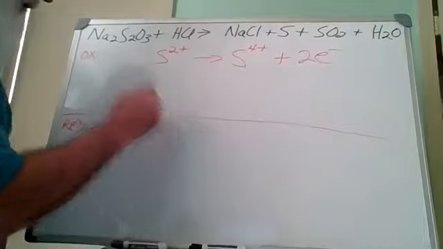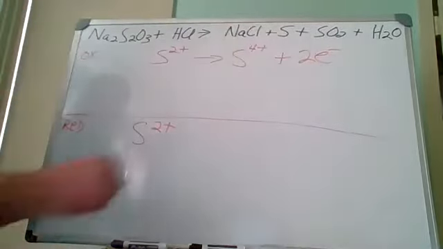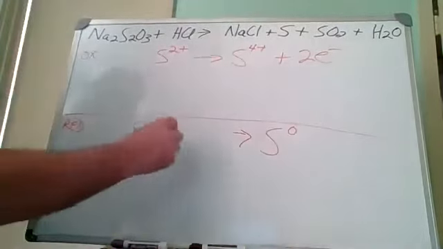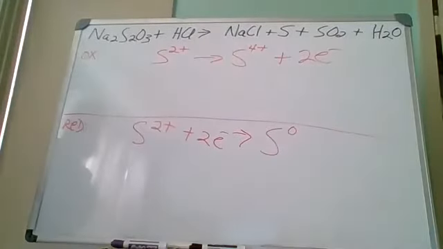The reduction half reaction, sulfur again going from +2 to 0, pure element. All right, and to do that, I have to add 2 electrons.